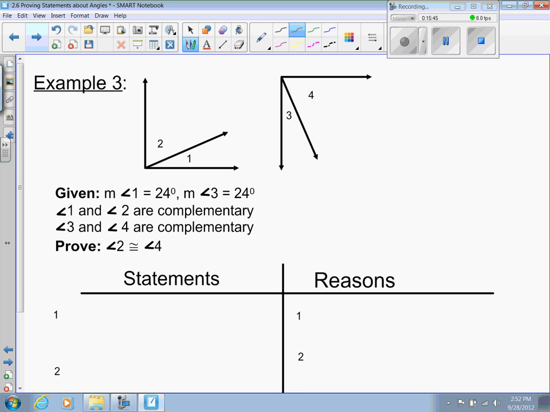Okay, the next one, start looking at this, and this kind of looks like right angles to me. Okay, and they say they're complementary, so if 1 and 2 are complementary, that would be a right angle. So I'm trying to prove angle 2 is congruent to angle 4. I know some measurements here, so this is a 24-degree angle. Angle 3 is a 24-degree angle. Angle 1 and angle 2 are complementary. So in my head, I'm thinking, okay, we have right angles here. Angle 3 and angle 4 are complementary. Prove that 2 is congruent to 4.